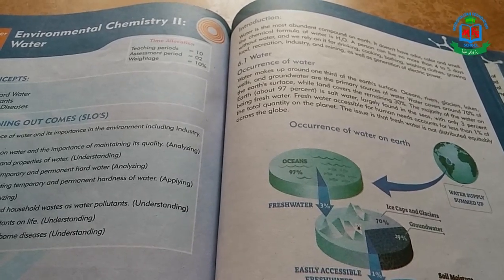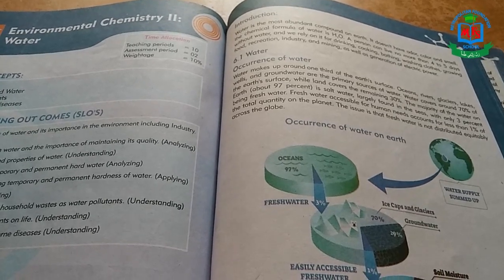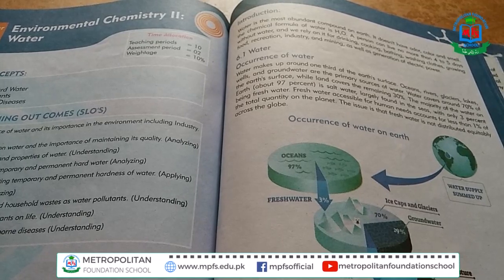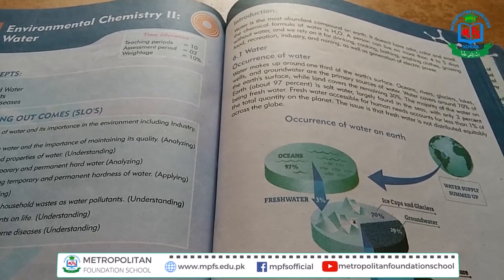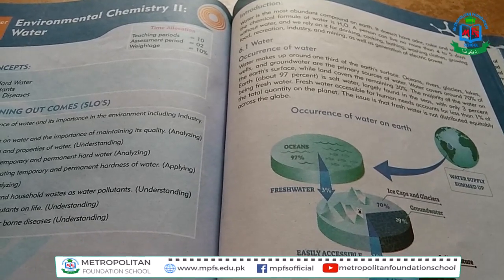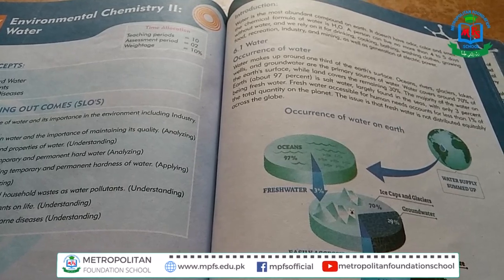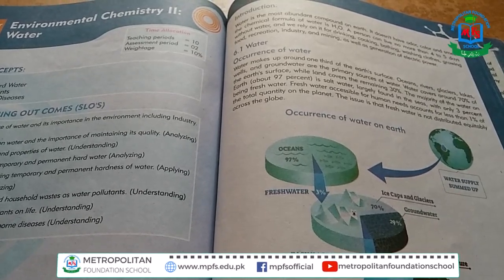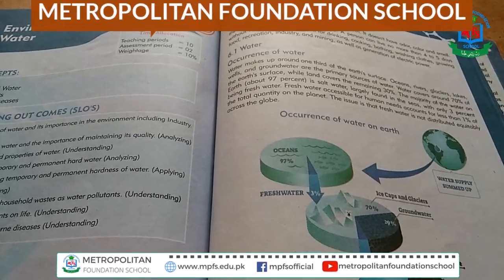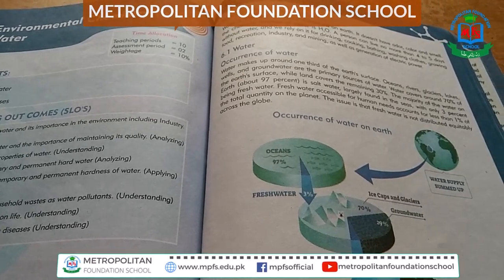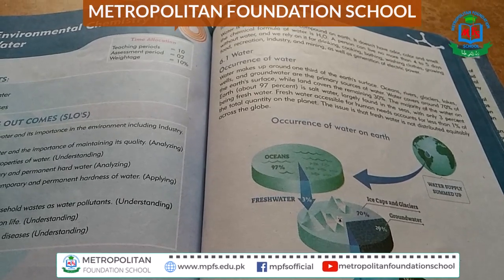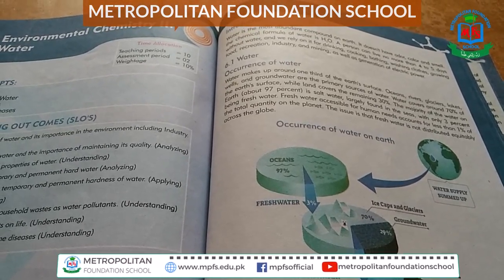70% of the earth's surface is covered with water, while land covers only the remaining 30%. If we study the earth's surface, 70% is covered with water and only 30% is covered with land. 97% of water is found in the form of salt water.